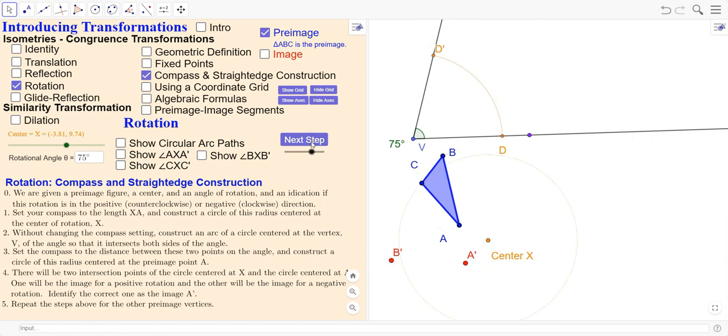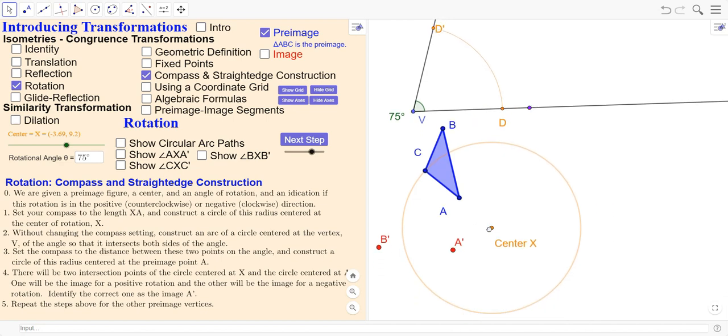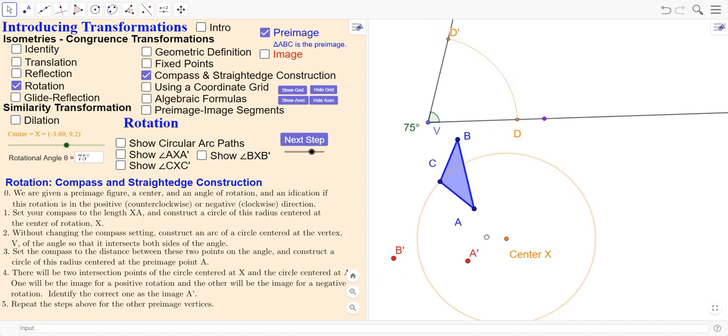Repeat for the last point. So C, set your compass starting at the center X, go out to point C, make that arc, or at least enough of it to go your 75 degrees. Mark the center at V, mark an arc of the circle going from a point here to its image over here. Same distance there.